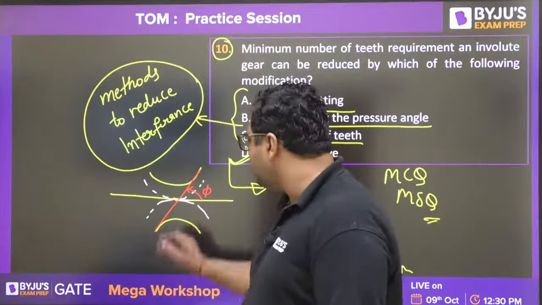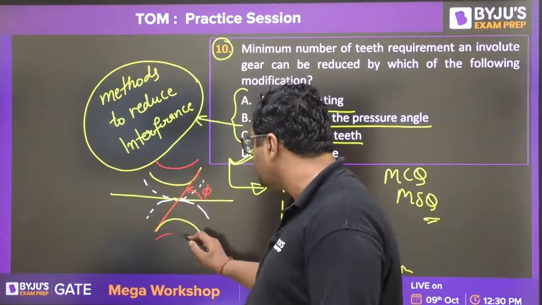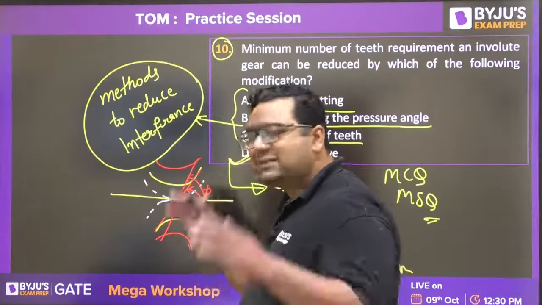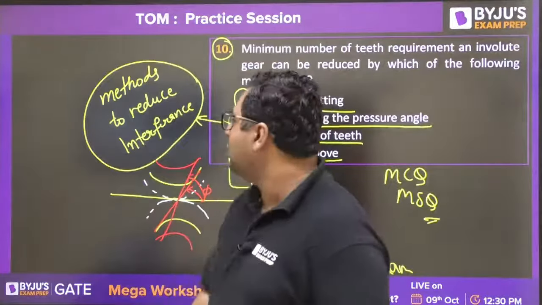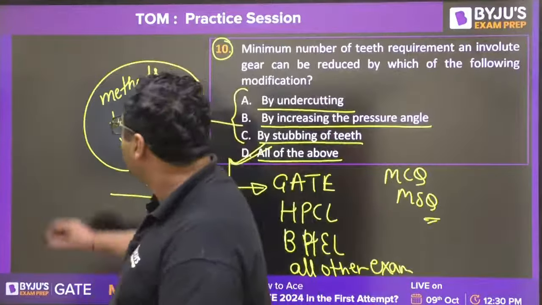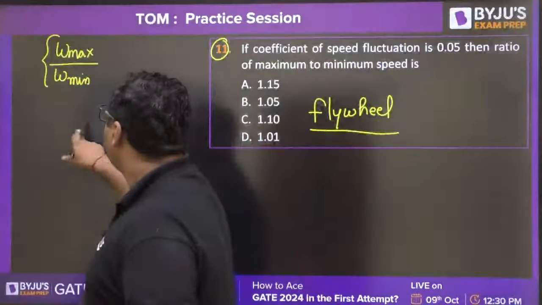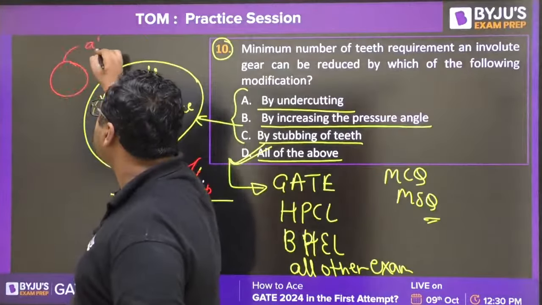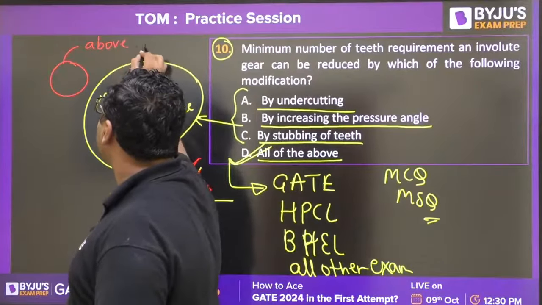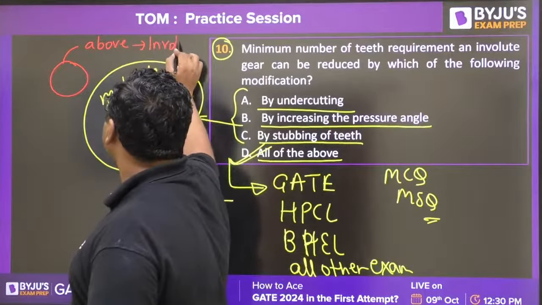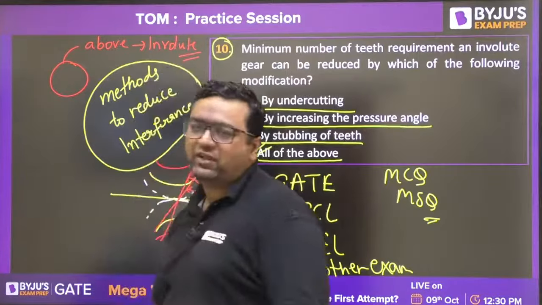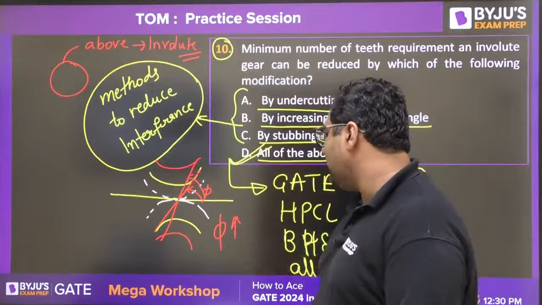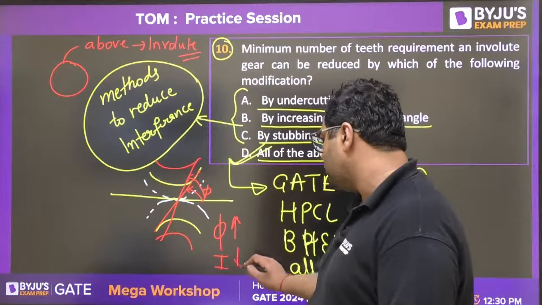If pressure angle increases, the radius of the base circle will reduce, and this line will have more angle. When the base circle radius reduces, interference will reduce, because above the base circle is involute. So if the base circle is going to reduce in size, the chances of interference will get reduced. So when pressure angle increases, the tendency of interference reduces.